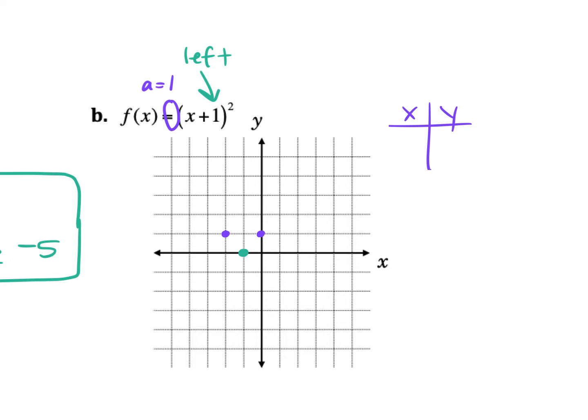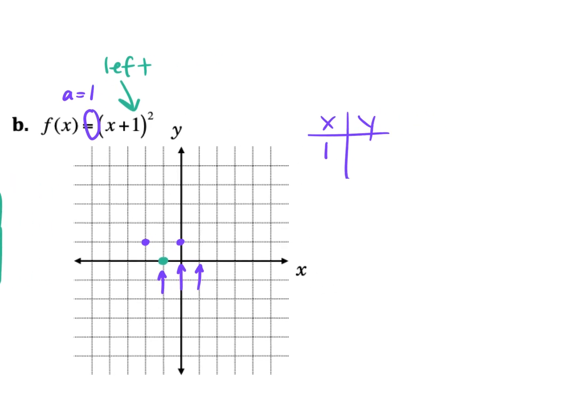You could do 2. There's a better one. We did -1. We did 0. 1 would be the next best one to plug in. So if I plug in 1 for my x, then I get f of x equals 1 plus 1 squared. What is that? 4. 2 squared is 4. So this is another point on my graph, 1, 4. Okay? So let's plot 1, 4. 1 to the right, 1, 2, 3, 4 up.